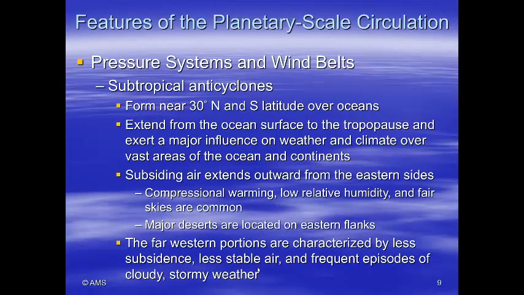If we look at these subtropical anticyclones, they form near 30 degrees north and south latitudes over the oceans. They extend from the ocean surface to the tropopause and exert a major influence on the weather and climate over vast areas of the ocean and the continents.